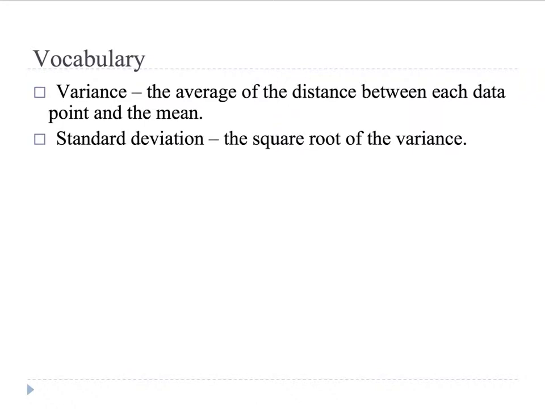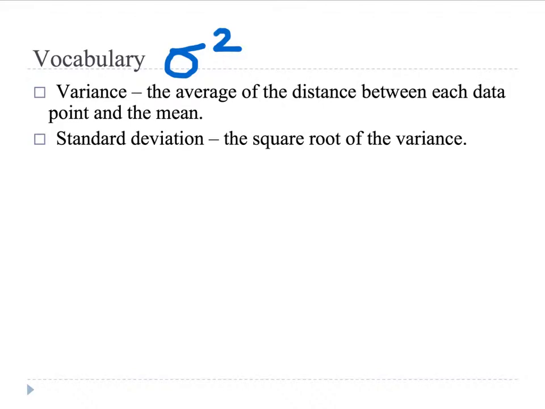Starting with vocabulary, variance is the average of the distance between each data point and the mean. It's represented by this symbol, which is sigma squared. Essentially, we're going to find the mean and then take each data point, subtract the data point from the mean, and then square it. After we have done all of that, we're going to add the numbers together and divide it by the total number of numbers.